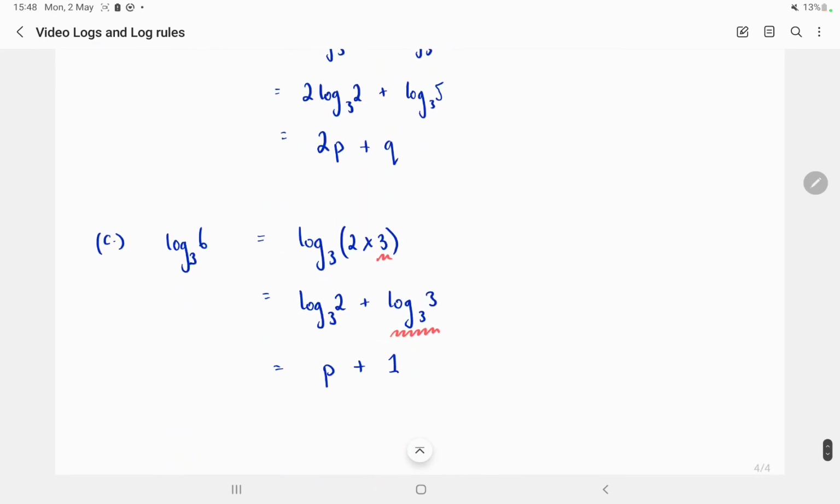And the last one is just an illustration of using log 3 to the base 3, because 6 can be expressed as 2 times 3, so then I can have log 2 to the base 3 plus log 3 to the base 3, so this is equal to p in our question, but this is equal to 1, so our answer is p plus 1.